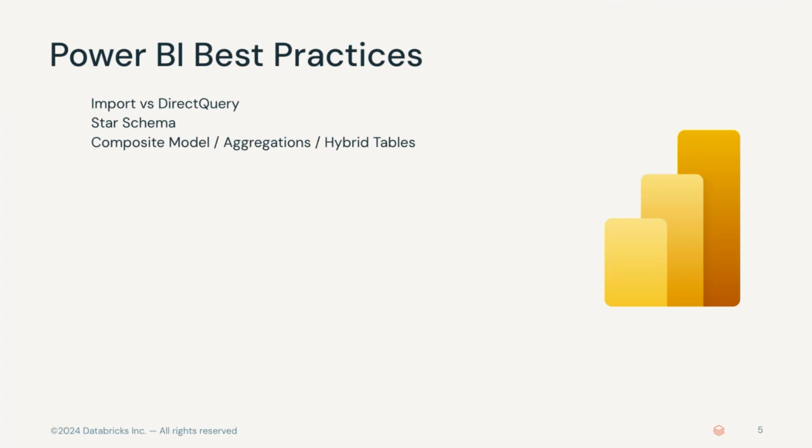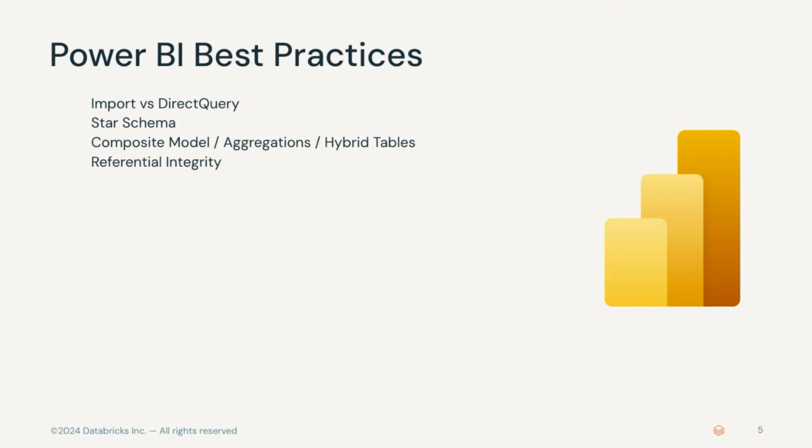You want to consider doing things like composite models, aggregations, hybrid tables. So use the better of both worlds. Import mode and direct query can coexist in a data model, and can coexist in a single table as well. I know someone's going to have a question later on about what about Direct Lake. We can take that in the end.